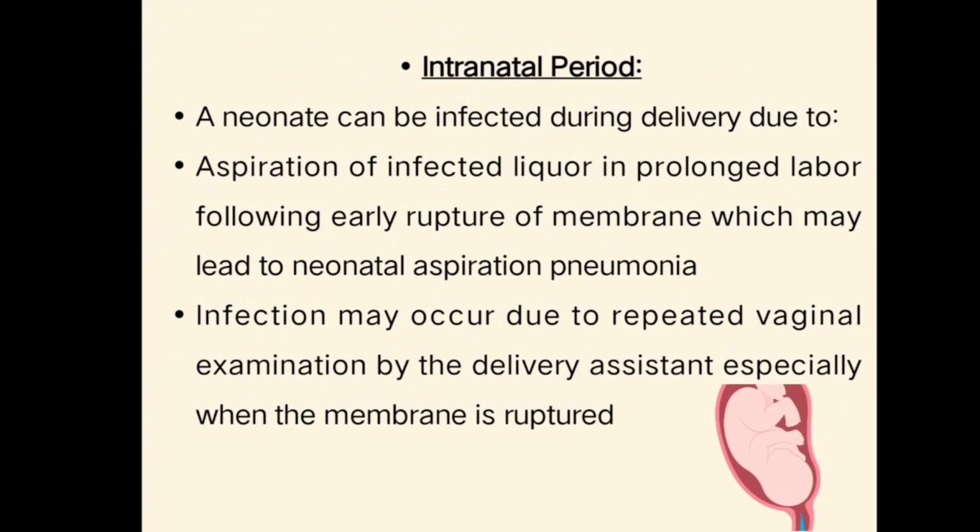During the intranatal period, a neonate can be infected during delivery. It may be aspiration of infected liquor in prolonged labor following early rupture of membrane, which may lead to neonatal aspiration pneumonia. Infection may occur due to repeated vaginal examination by the delivery assistant, especially when the membrane is ruptured. When the mother is delivering the baby, what we as nurses do is the per vaginal examination.